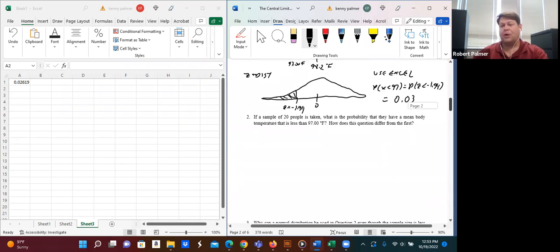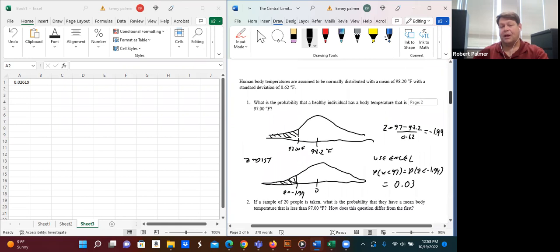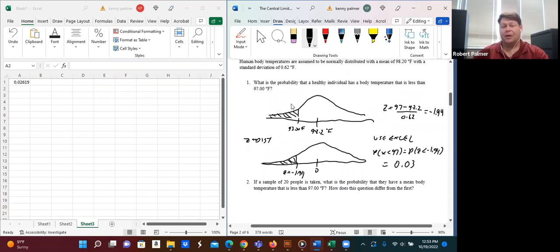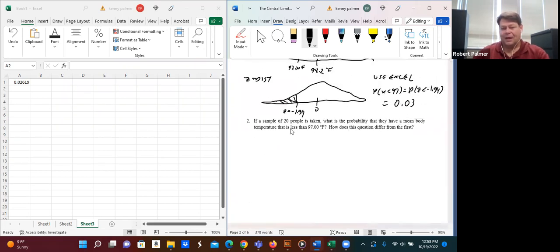So hopefully you see, this is a different question. The first time, I was taking one person to find the probability, as a general population, of what fraction of people we expect to have a normal body temperature of 97 degrees, and that's about 3% or less. But here, this is a different question I'm asking. The question is, take a sample of 20 people. So here my n, my sample size, is 20, and that's a different question.